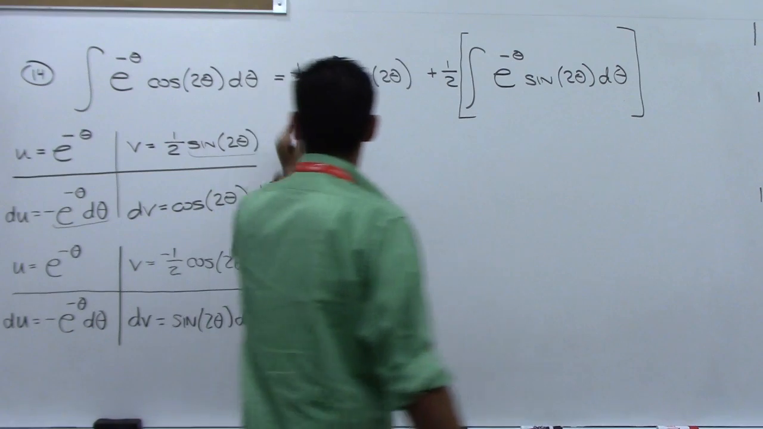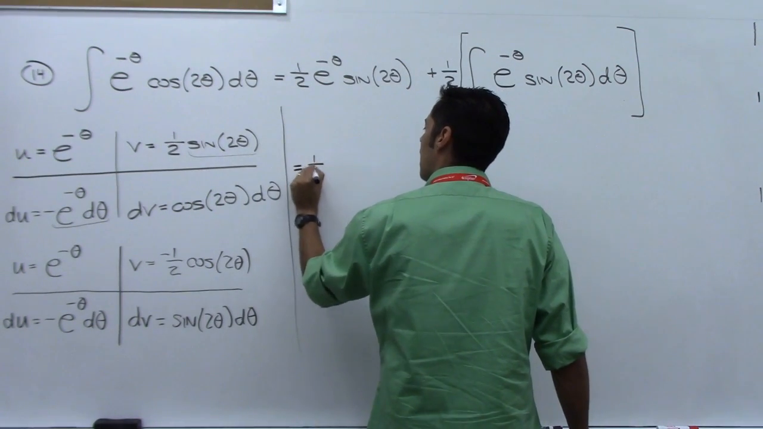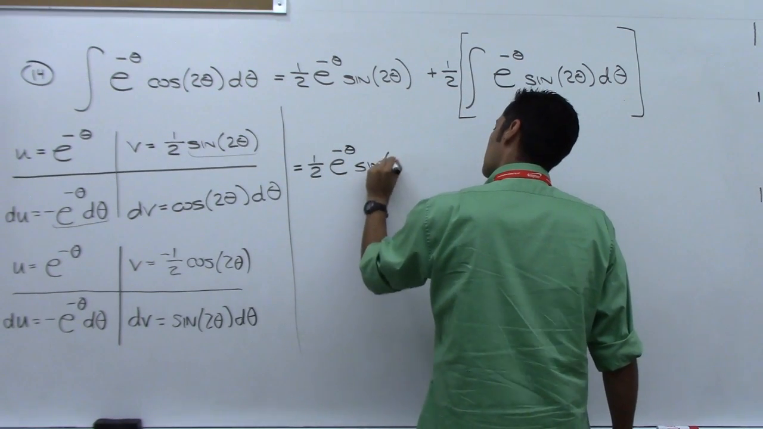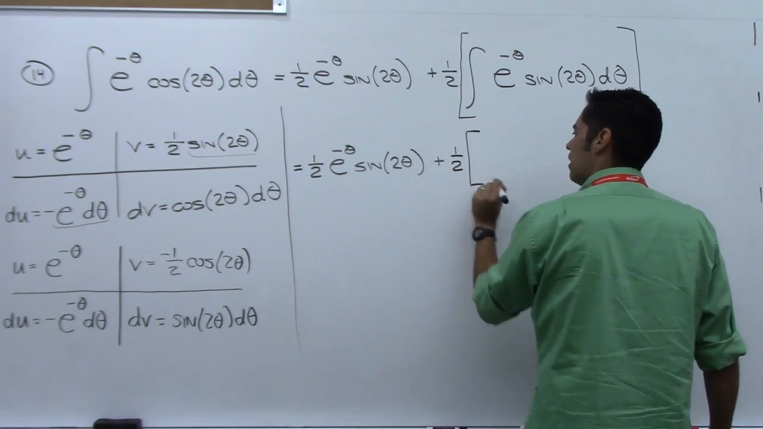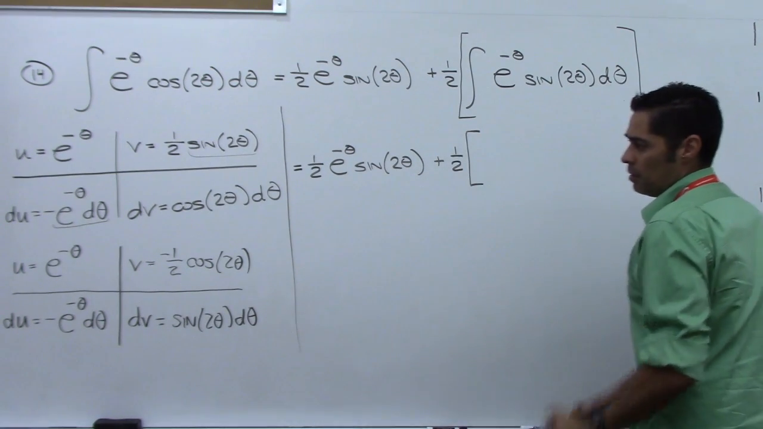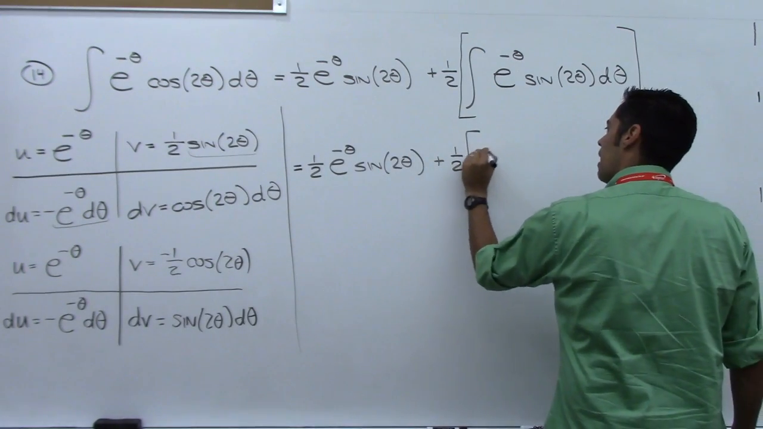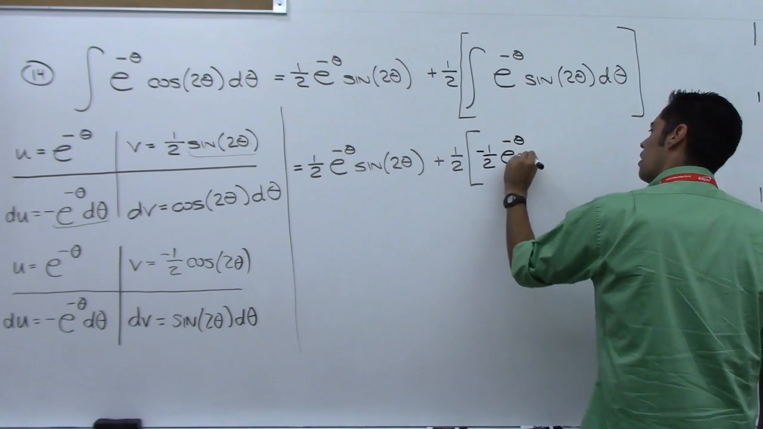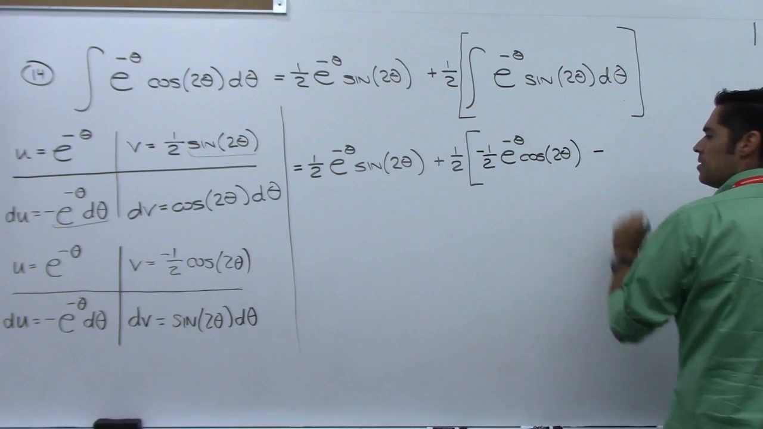And so here's what I've got. This is equal to 1/2 e to the negative theta sine 2 theta plus 1/2, and now bracket, here's my new uv minus integral v du. uv, this times this, so negative 1/2 e to the negative theta cosine 2 theta, then minus integral v du.